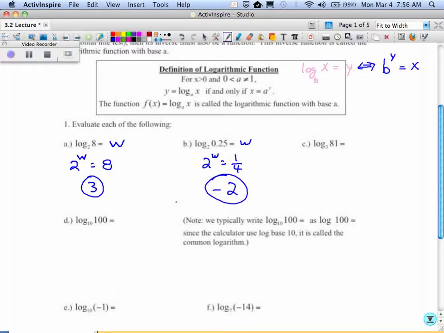Quickly, do C. Show somebody sitting near you what you get for an answer. If you're super smart, do part D. How many 3's do I have to line up to get to 81? What's that? 4. So the answer is 4. 3 times 3 times 3 times 3.